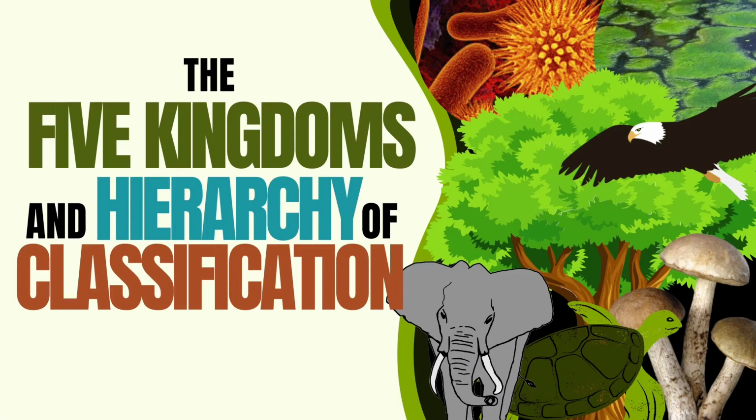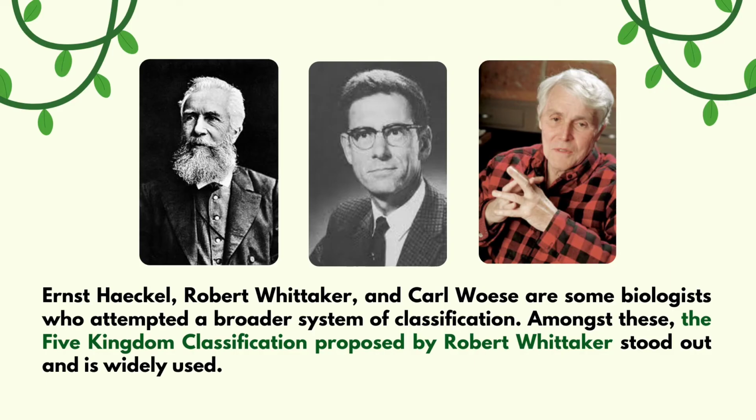The Five Kingdoms and Hierarchy of Classification. Ernst Haeckel, Robert Whittaker, and Carl Woese are some biologists who attempted a broader system of classification. Amongst these, the Five Kingdom classification proposed by Robert Whittaker stood out and is widely used.